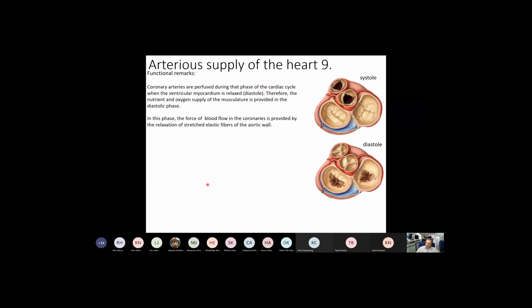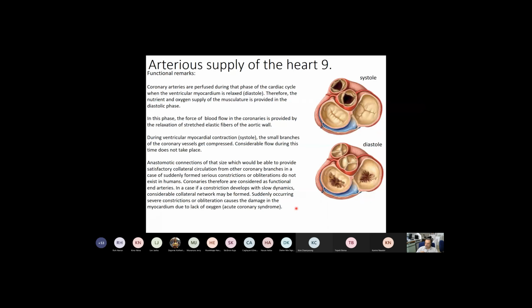Therefore, the diastolic phase is the time during which the blood supply, the oxygen and nutrient supply, comes to the muscle tissue. So between two contractions, during the diastolic phase, the arteries carry the blood, because the aorta has elasticity in its wall, and the elastic fibers of the aorta between two contractions will let the blood enter the coronaries, and during this phase the myocardium can get the nutrition.